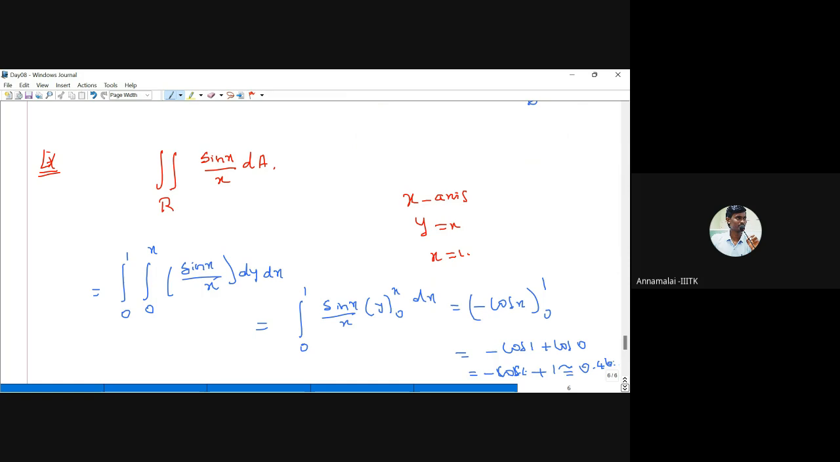Okay. But we can reverse the order. Suppose we change it, because we know that 0 is less than or equal to x less than or equal to 1, and 0 is less than or equal to y less than or equal to x. Now x is less than or equal to 1. Got it? Now we have a bound for y. We can interchange and reverse the order. Now y varies from 0 to 1.